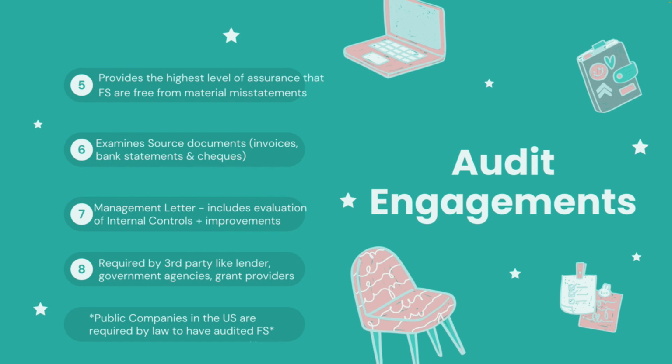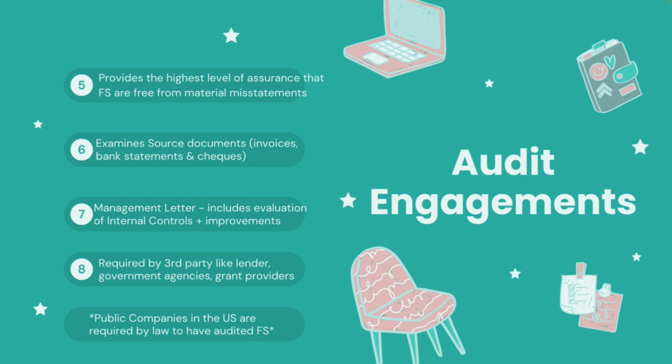Some things like that. And this also comes with a management letter that includes the evaluation of your internal controls and recommended improvements. So again, this is more their higher level. Yeah. So it's not just evaluating what you've done, but it's also looking at ways that things can be better to make sure that there are no issues going forward.